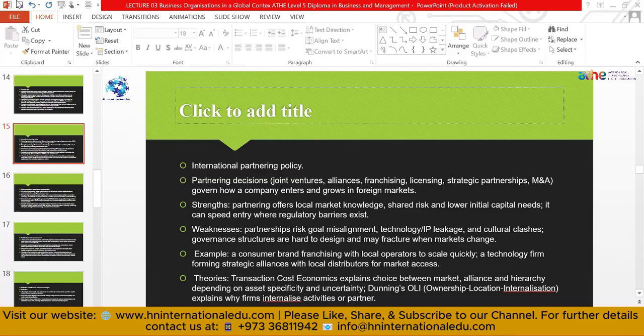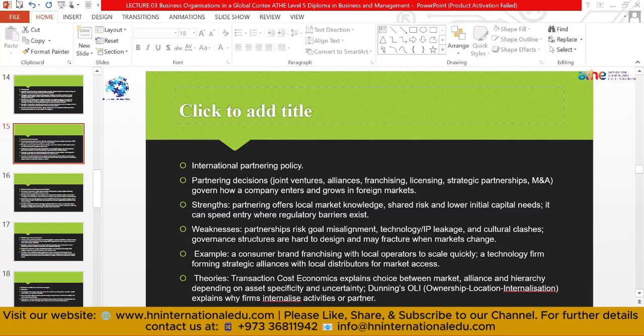International partnering policy. Partnering decision, that is the joint ventures. Partnering decision is when we amalgamate with different countries according to different criteria. Some people open franchises, some people buy different places in the host country. That is joint ventures, alliances, franchising, licensing, strategic partnership, merger and acquisition. And the other word was diversification. These govern how a company enters and grows in foreign markets.